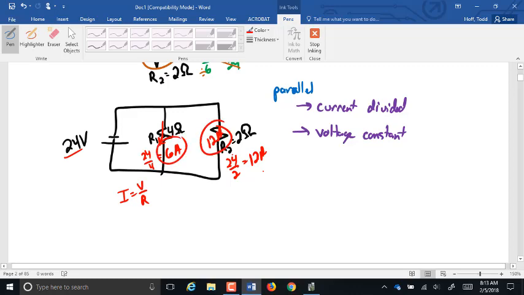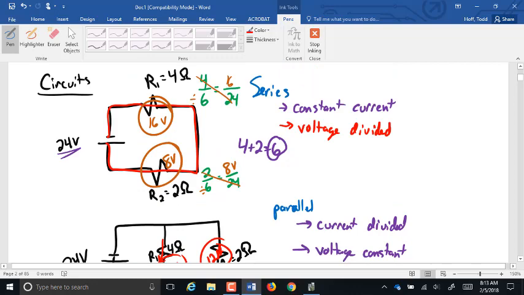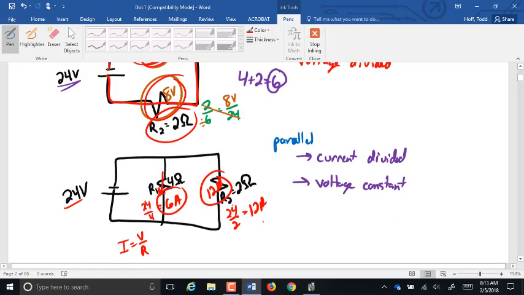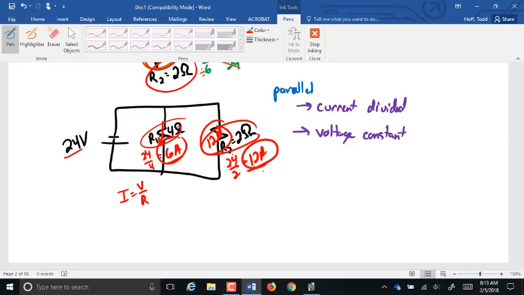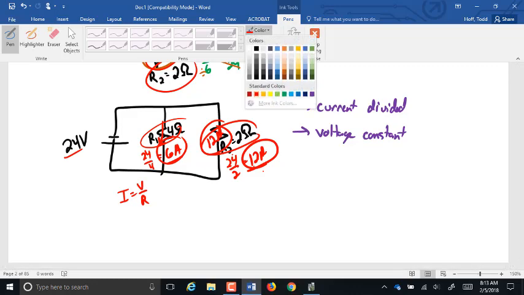Now you'll notice up here, the ratio of voltage was a direct ratio. The bigger resistor dissipated more voltage. The smaller resistor dissipated less voltage. Down here, it's an inverse relationship. The bigger resistor had less current. The smaller resistor had more current. Make sense? Okay. No? It's that inverse relationship.